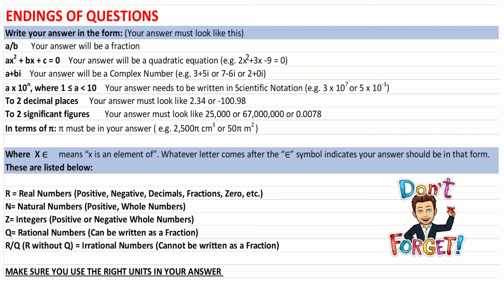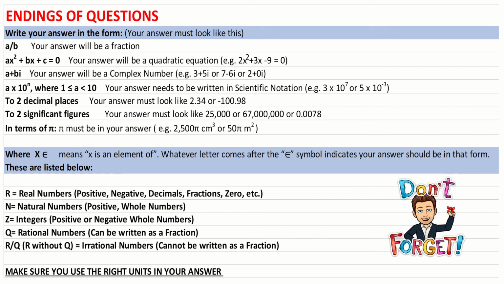If it asks you to write your answer in the form, that just means your answer should look like the next thing that they're going to say. So if they say that your answer should look like a over b, that means your answer should look like a fraction. So instead of 0.25, 1 quarter would be the best way of writing that.